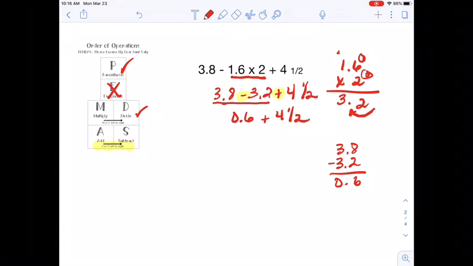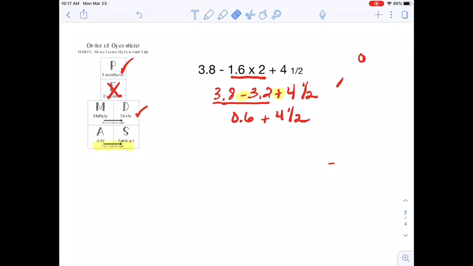Now, here's where we have to figure out what we're going to do next. We know we have to add these two numbers together because that's all that's left. But one's a decimal and one's a fraction. We need to figure out how to get them both into the same form. They either both have to be decimals or they both have to be fractions, one or the other, but they can't stay two different types of numbers in order for me to solve this.